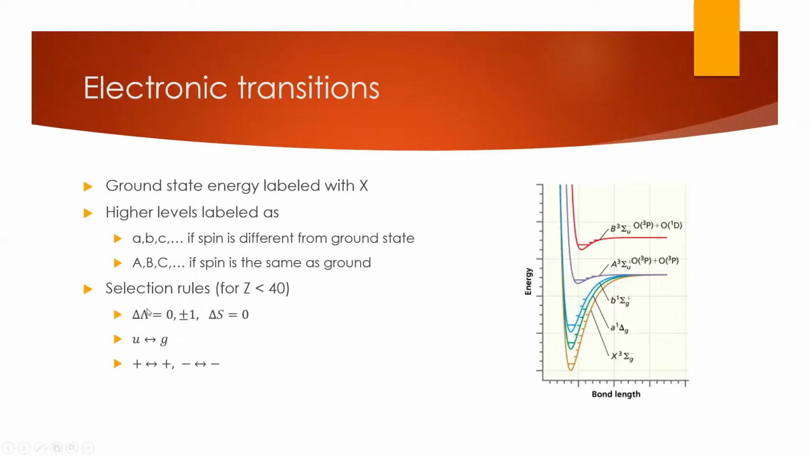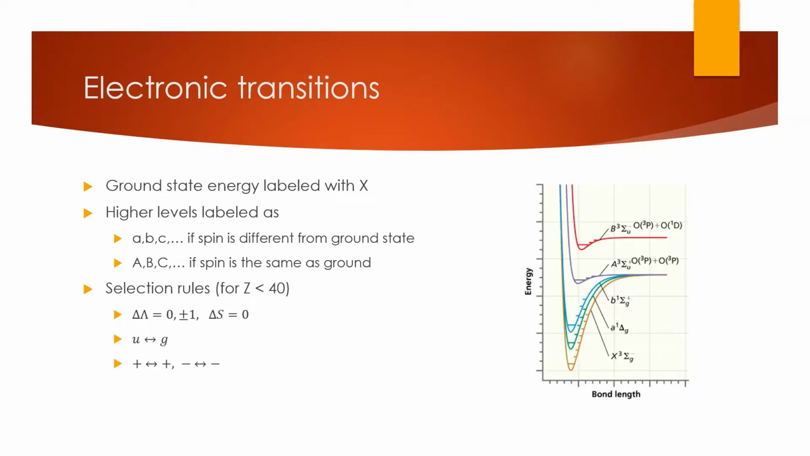Another selection rule is that delta lambda has to be 0 or plus or minus 1. This is very similar to our atomic spectroscopy. We also have other selection rules: if we're in a u state, we have to go to a g state, and if we're in a g state, we have to go to a u state. So u to u and g to g transitions are forbidden. We also have to obey that a plus state must go to a plus state, and a minus state must go to a minus state. We can't convert from plus to minus. Again, the reasons behind this are complicated, and we're just going to focus on the actual rules here.